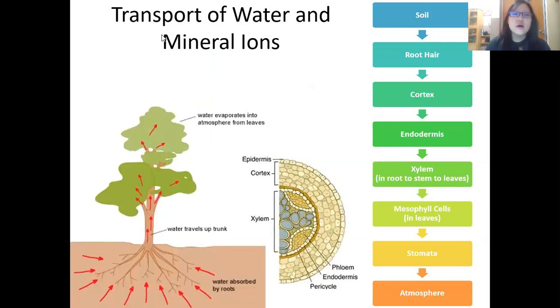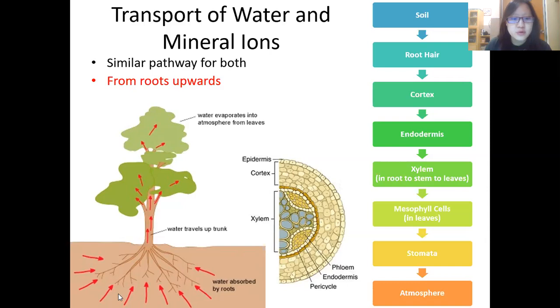Okay, so transport of water and mineral ions. Now this is a similar pathway for both, and this is always from the root upwards. They differ a little bit, but we'll get to the details later. But mostly you can assume it's the same. It's going to start in the roots, and you can imagine the water going up the trunk, and then up the leaves, and then up into the atmosphere. Now, of course, there are finer details to that.